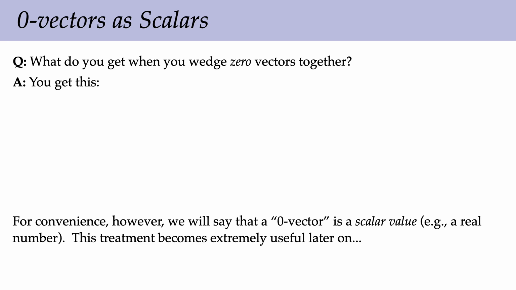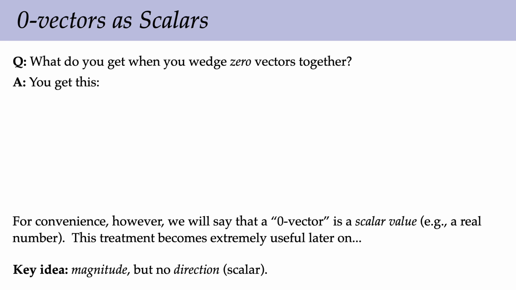What we're really saying is a 0 vector is the same thing as a scalar value. Right? A 0 vector is just a number. And this fact just helps unify everything in a nice way. It makes sure that everything works out nicely as we start manipulating k-vectors in general. Okay, so the key idea is a 0 vector has a magnitude but no direction.